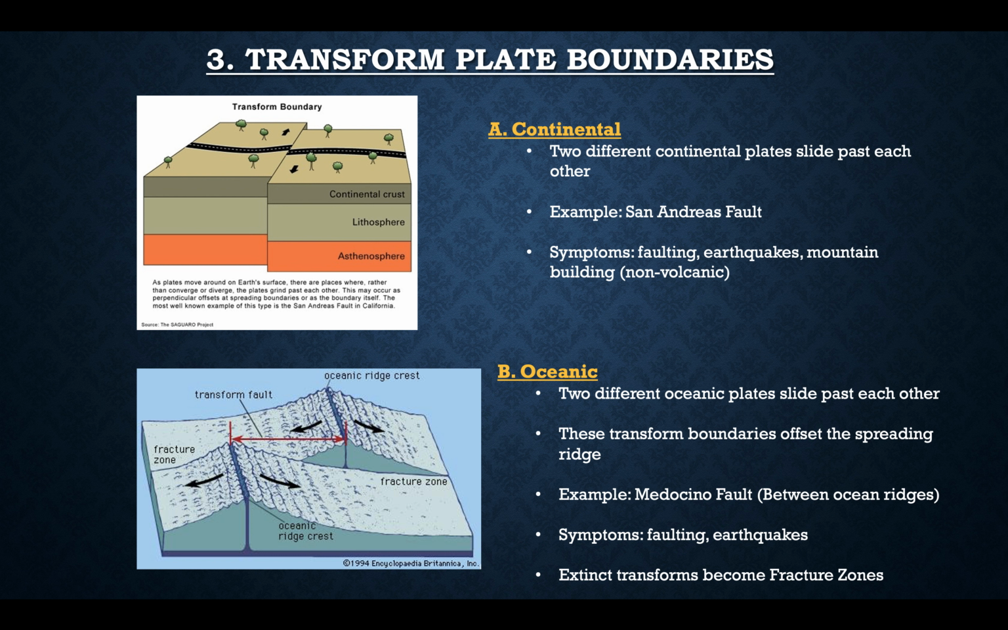And thank goodness. And then you can also get transform plate boundaries out in the ocean. That's where they most commonly occur, actually in the ocean, because divergent plate boundaries, because Earth is a sphere, don't make a straight line. The divergent plate boundaries are offset by these little transform faults. So two different oceanic plates will slide past each other, and they offset the spreading ridge. So the spreading ridge isn't a straight line. It's offset by these little transform faults. So your symptoms are going to include faulting and earthquakes.